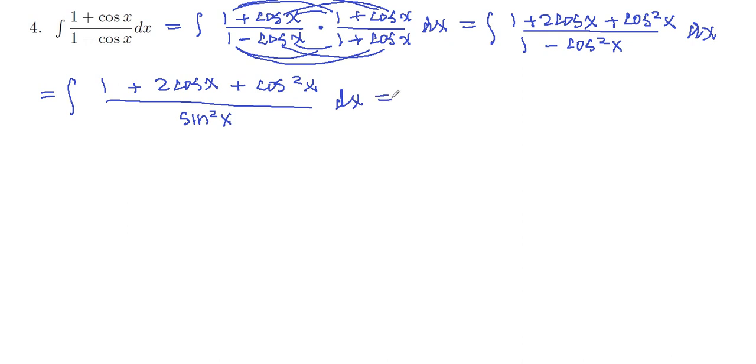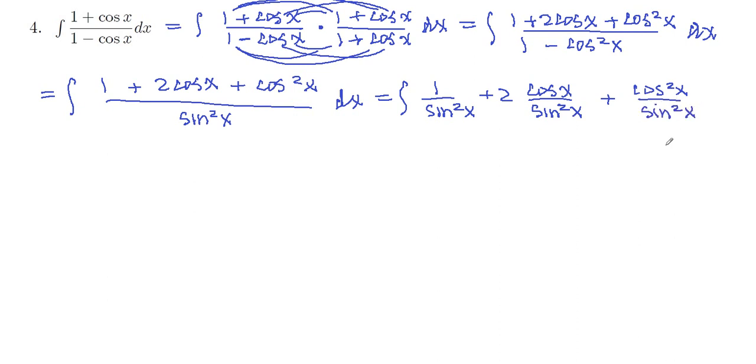over the LCD. So this will be integral 1 over sine squared plus 2, and then we'll have cosine over sine squared and then plus cosine squared over sine squared. And then let's see here. We're doing this integral dx.